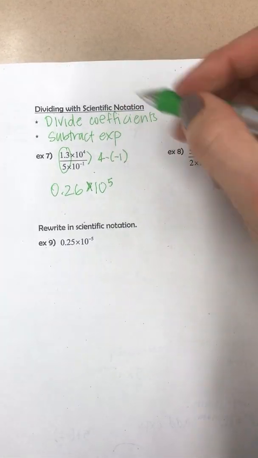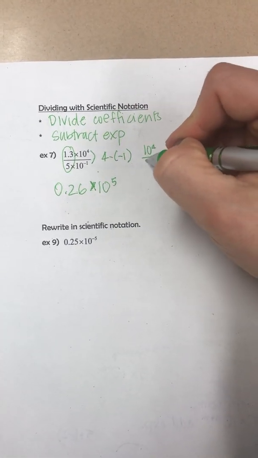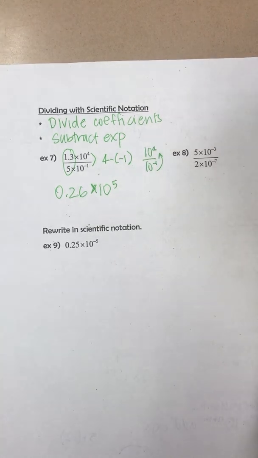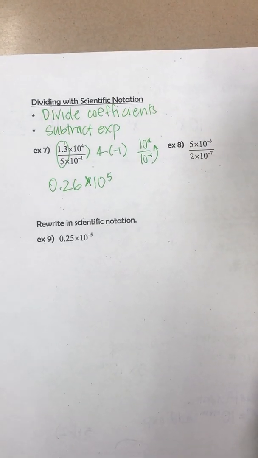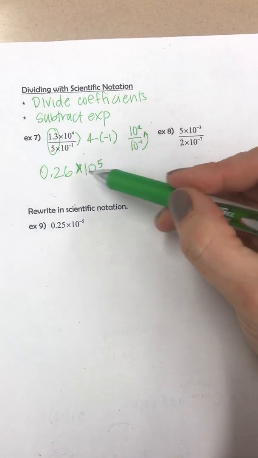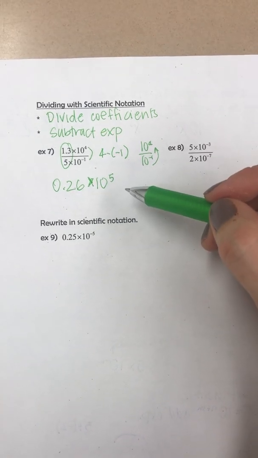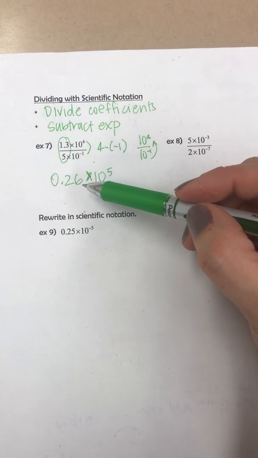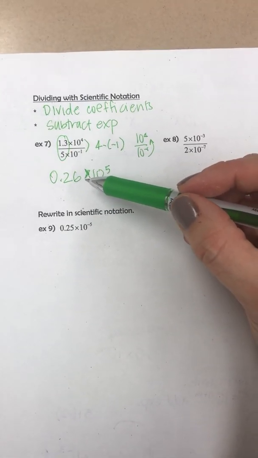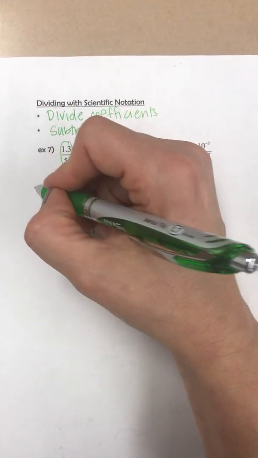Another way to think about this is 10 to the 4th and 10 to the negative 1. So this is going to move to the top and become 10 to the 5th. Now again, we have that weird non-scientific notation. 26 cents is not enough for lunch. So we need to make this number bigger.